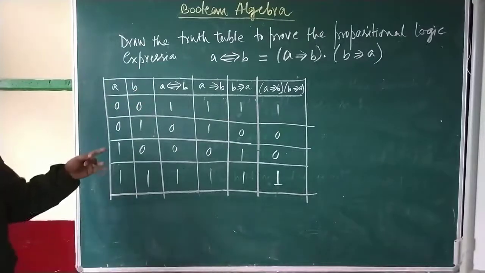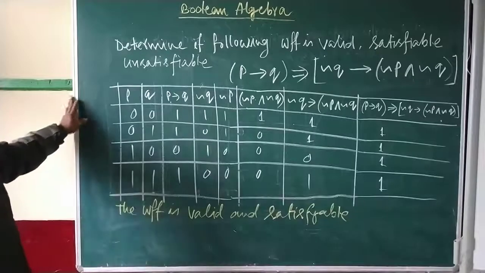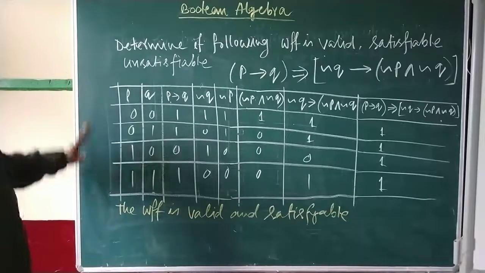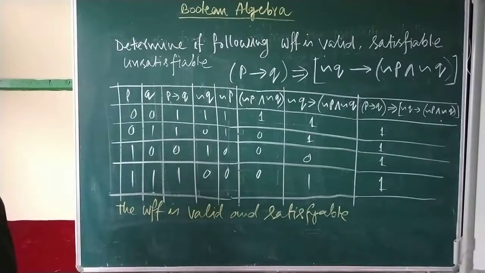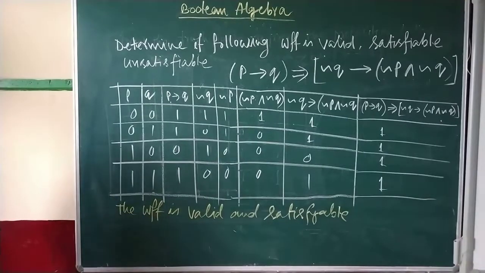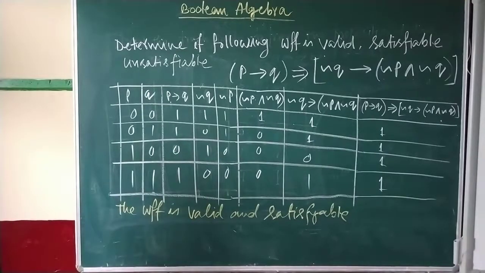I'll give you one more example of this. So this is another question: determine if the following WFF is valid. What is WFF? Note it down. Well-formed formula is valid, meaning the proposition is also called WFF. The following WFF is valid, satisfiable, or unsatisfiable. What each of these is, I have given you separately in the notes. When we say valid, satisfiable, or unsatisfiable, those details I will come to again next class.